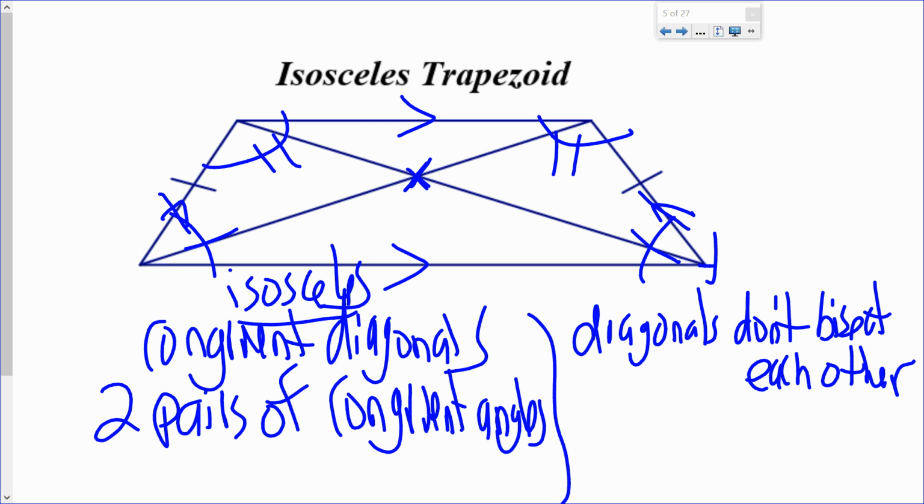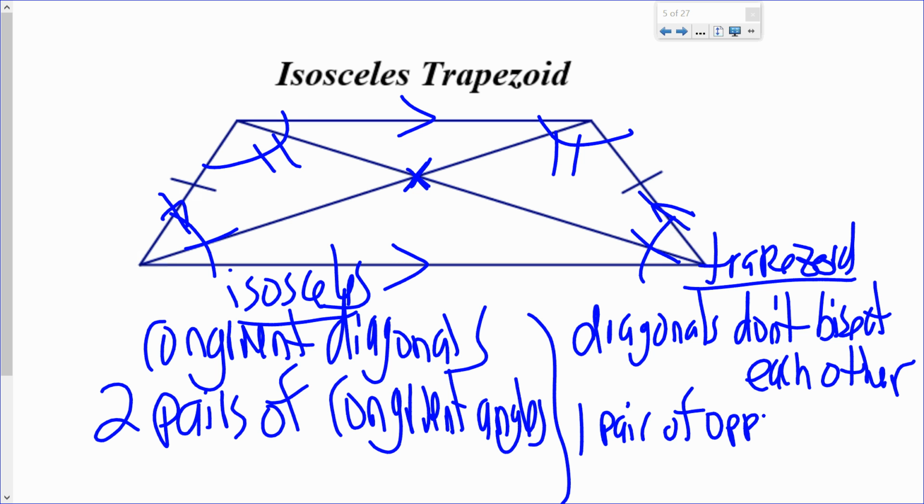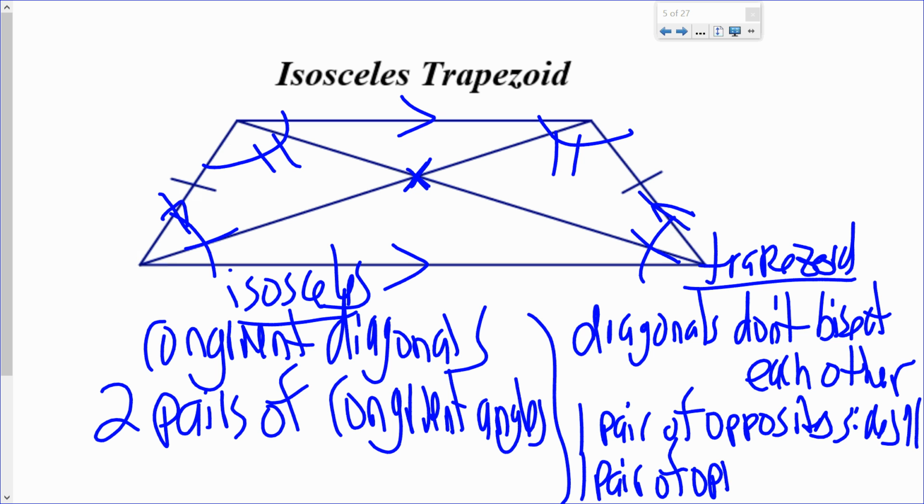And then a regular trapezoid, it doesn't have the diagonals bisect each other. The main property is that one pair of opposite sides is parallel, and one pair of opposite sides is not parallel.